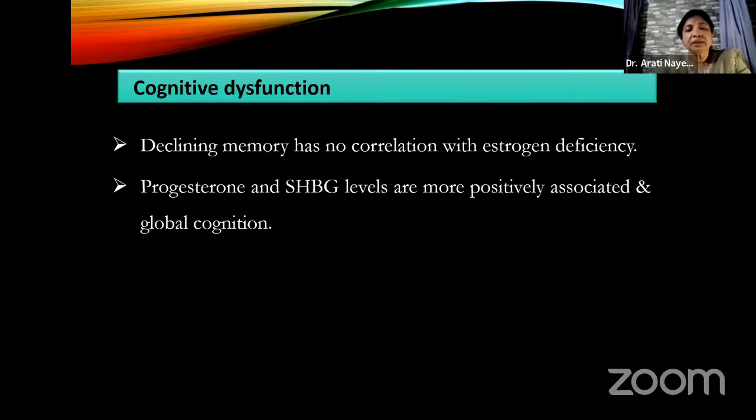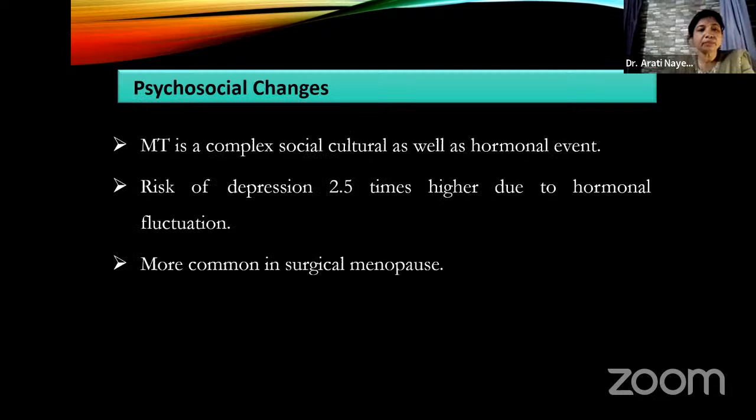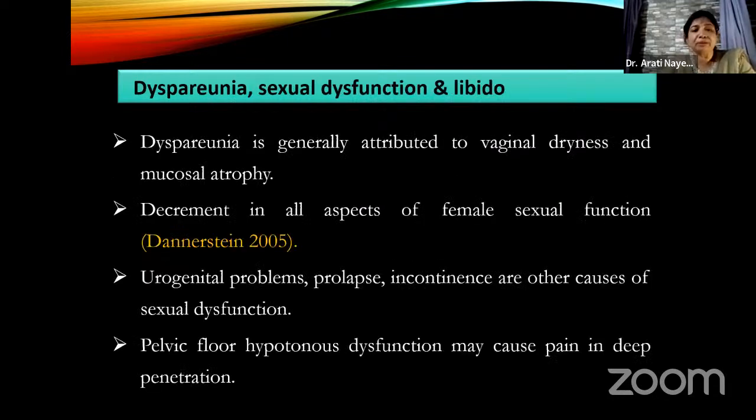Cognitive dysfunction, that is decline in memory, has no correlation with estrogen deficiency, but progesterone and sex hormone binding globulin levels are more positively associated with cognitive dysfunction. Psychological changes: menopausal transition is a complex social, cultural, as well as hormonal event, and the risk of depression increases to 2.5 times due to illness of parents, separation of the kids, and husband's health issues. For multiple issues, the risk of depression increases to 2.5 times.